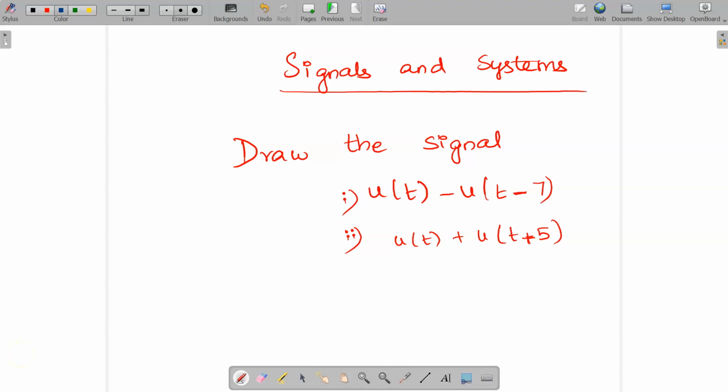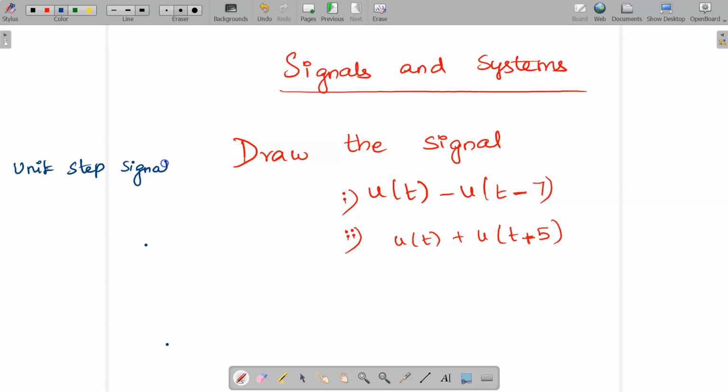Today we are going to draw the signal u of t minus u of t minus 7 and u of t plus u of t plus 5. So first we need to know what is u of t. U of t is nothing but unit step signal. So we need to know the definition of unit step signal.